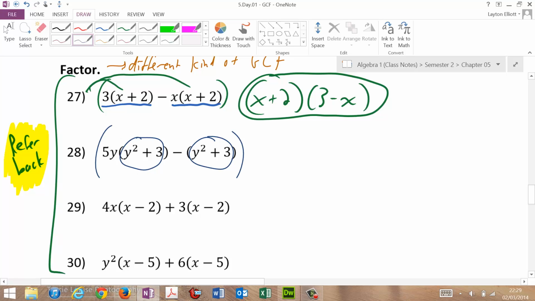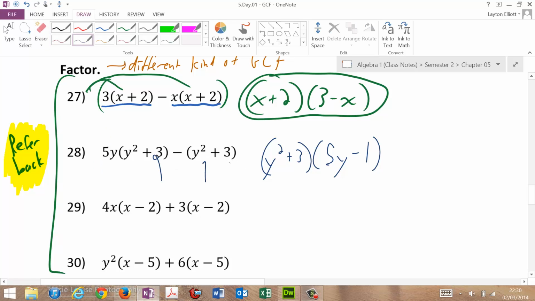And if I put parentheses and pull it out, I pull out a y squared plus 3, and I leave behind a 5y minus, remember there's an invisible 1 right there, so minus 1. Sometimes people ask, why are there not 2 y squared plus 3's? I mean, there's 2 here, why don't I pull 2 of them out? Well, it's for the same reason that when I have 3x plus 3y, and I pull a 3 out, I don't pull out 2 3's, I pull out 1 3.